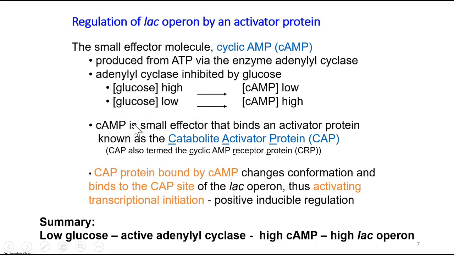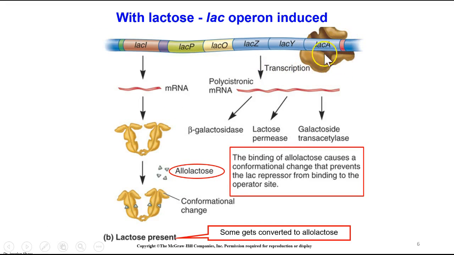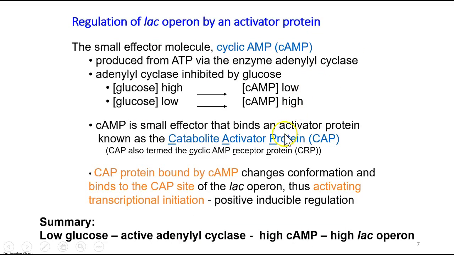However, the expression level by the RNA polymerase here is not high enough. It also has to be facilitated by a protein called CAP protein. However, this CAP protein is only active when it's bound to the cAMP molecule, and this cAMP molecule is synthesized by an enzyme called adenylate cyclase.